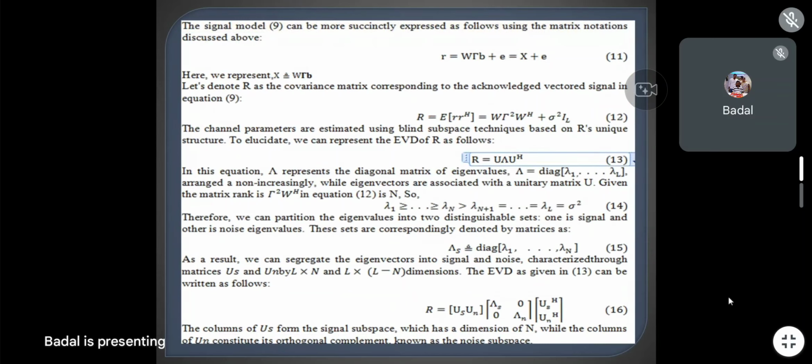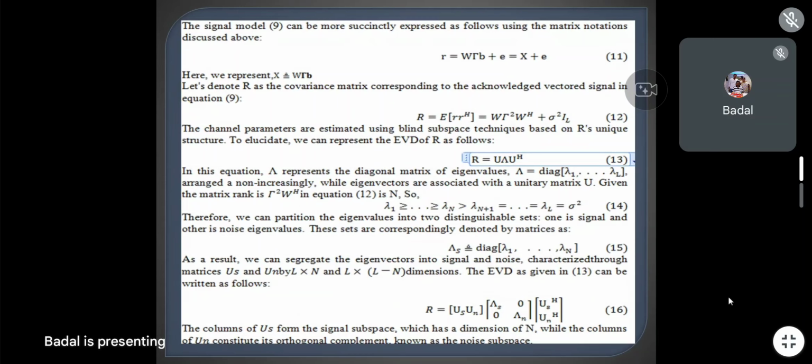The signal model can be more expressed as follows using the matrix notations discussed above. Here we represent x equal to WTB. Let's denote R as the covariance matrix corresponding to the equivalent vector signal in the equation. The channel parameters are estimated using blind subspace techniques, using the R unique substructure to represent the EVD of R as follows.